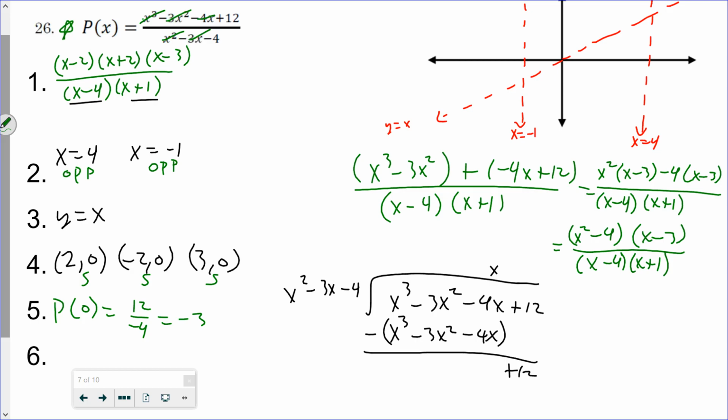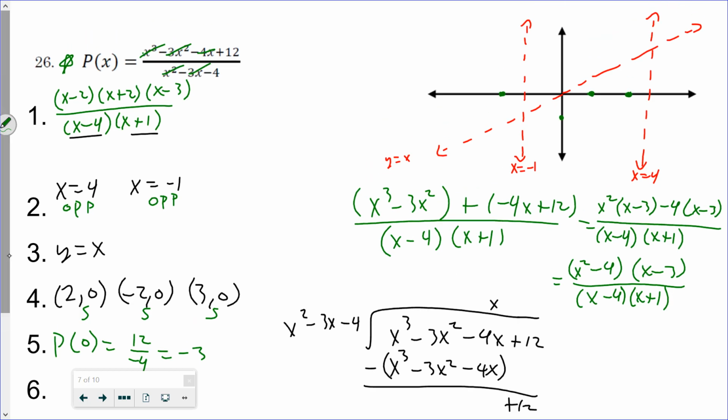I have (2, 0), which will be about right here, we'll say. (3, 0), right about here. (-2, 0), right over here. And the y-intercept is (0, -3), so I'll put it about right here. So once you have all your intercepts, I'm going to graph it, and usually you want to start on the part where you have your y-intercept. So I'm going to start in the middle part because that's where my y-intercept is. Let's go ahead and label it (0, -3). That's (2, 0), (3, 0).